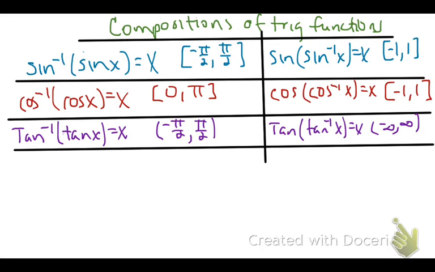So let's look at some examples and see how this works. You've been practicing it; we're just going to put it together here. All right, let's take cosine inverse of cosine pi over 6.